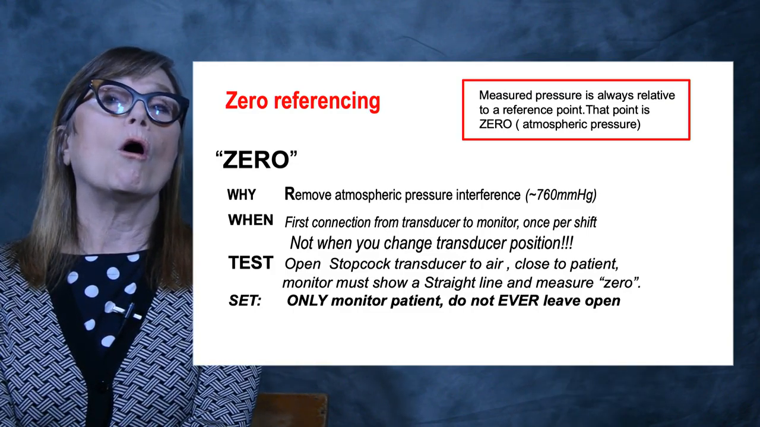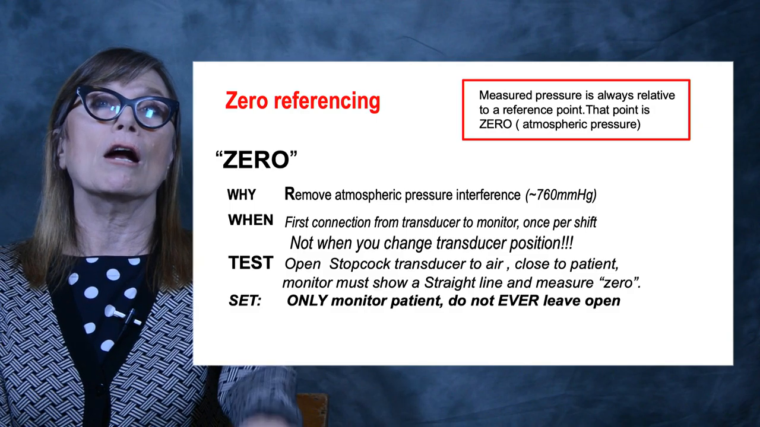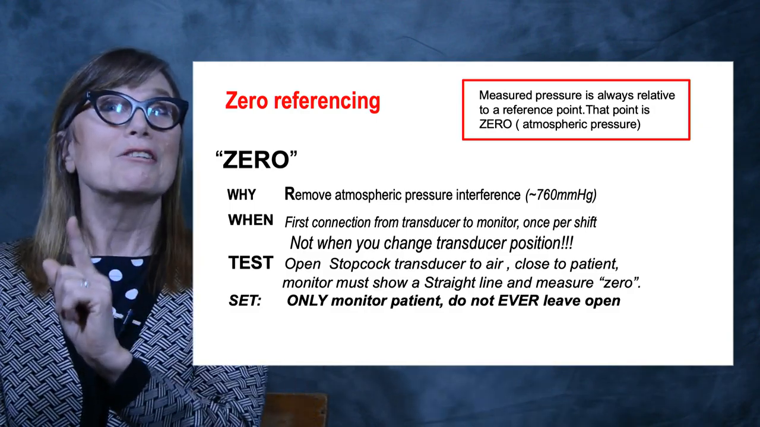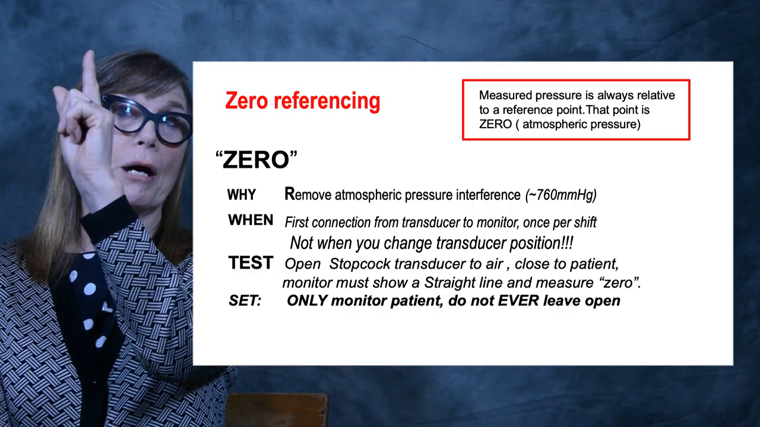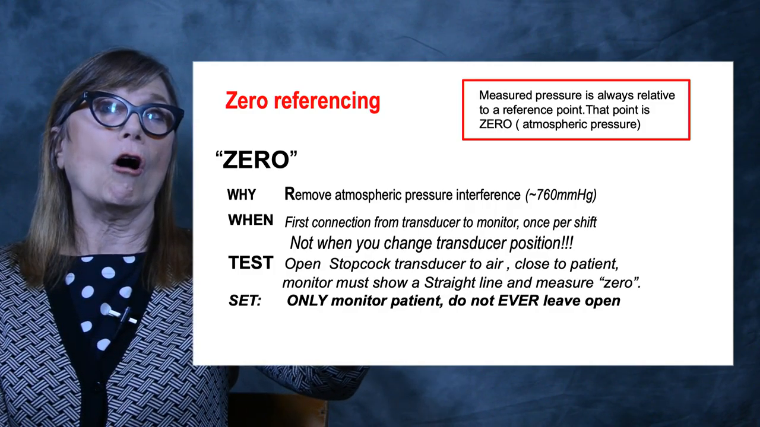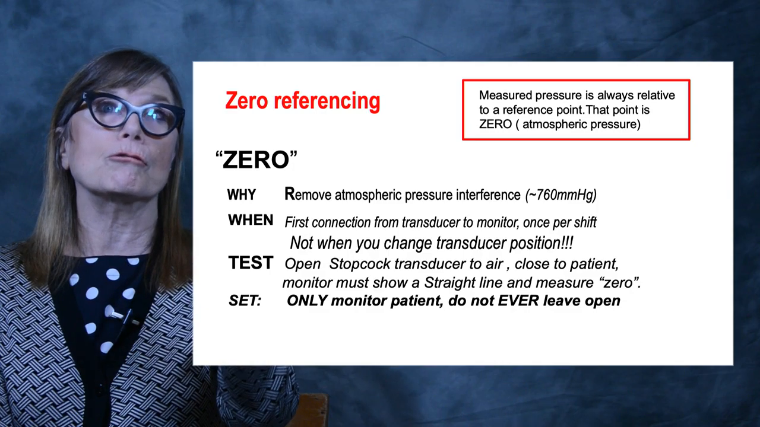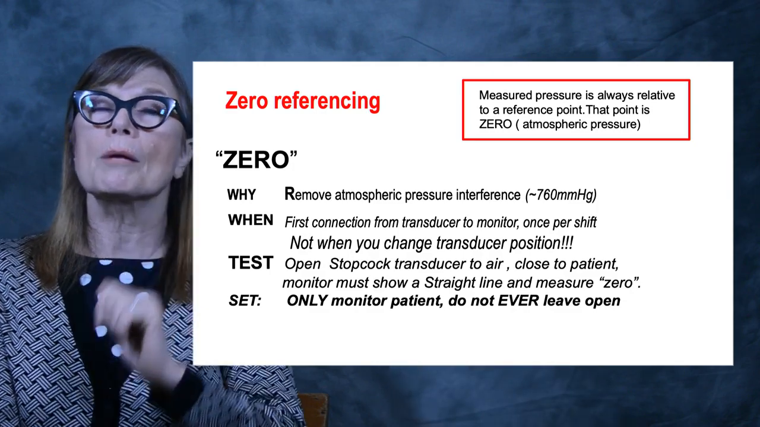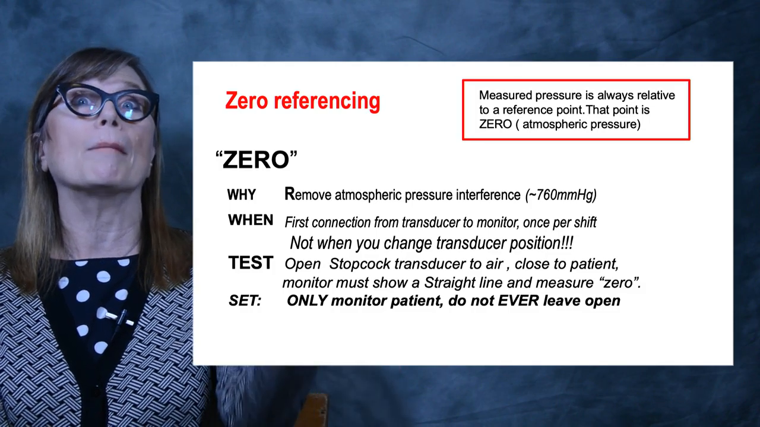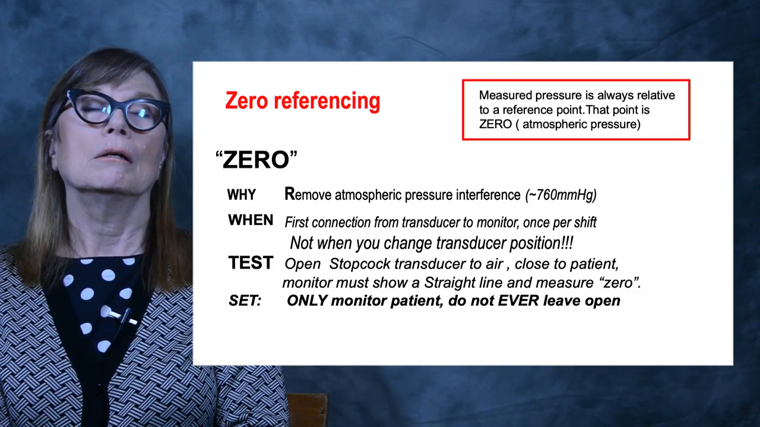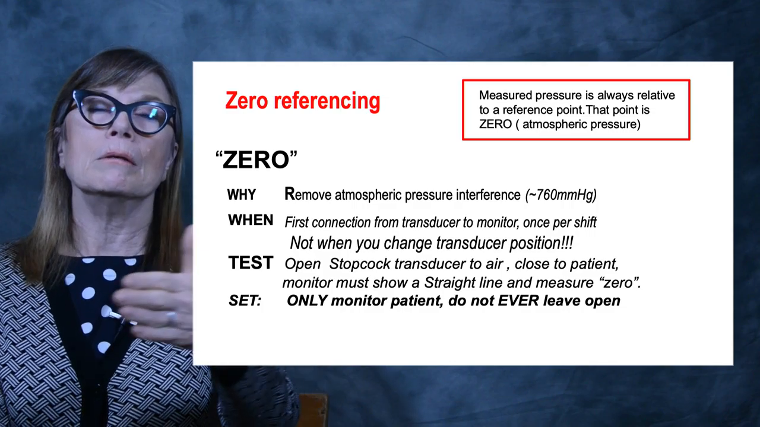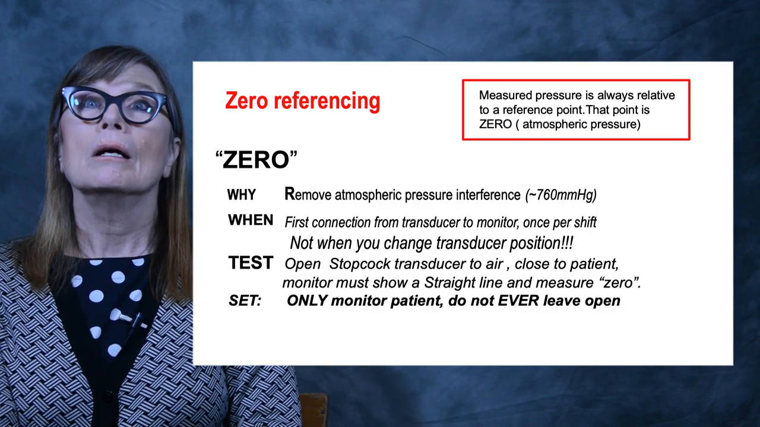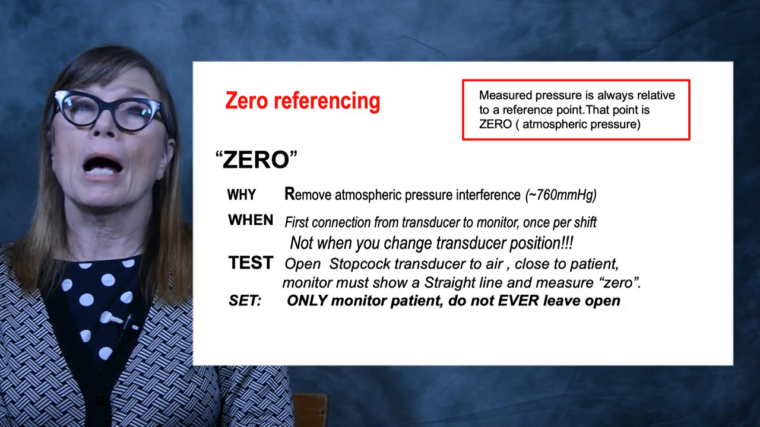So remember, you open the transducer to air by turning your stopcock up towards the pressure tubing. Take the deadhead off the stopcock and allow the transducer to see the atmosphere. Always close to the patient when you're doing this. So stopcock to the patient to allow you to open to air and therefore create zero. And you only monitor your patient.